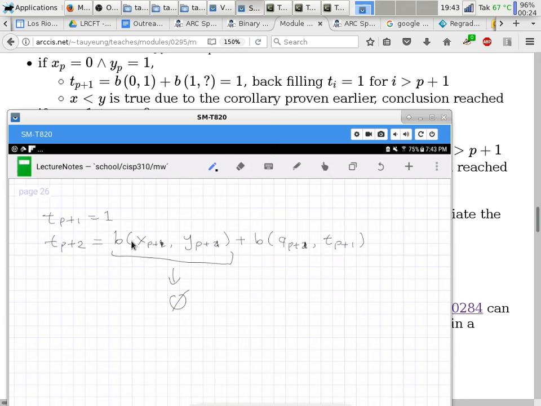So now the key is to look at this one here. When xp plus 1 and yp plus 1 are the same, what is the q term corresponding to it? What is the exclusive OR between x and y when x is 0 and y is 0? Or when x is 1 and y is 1? They are the same. What is the exclusive OR? 0. Very good. So we know that qp plus 1 is guaranteed to be a 0.